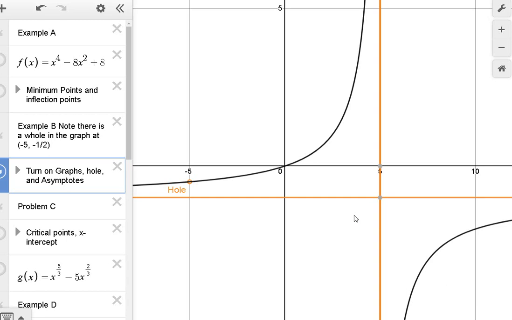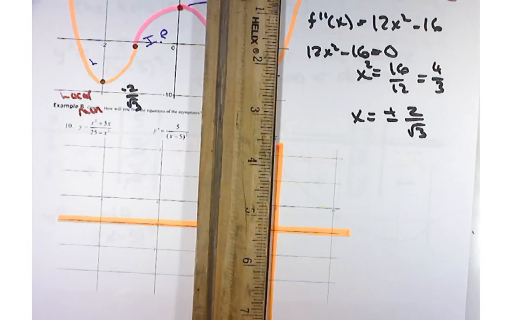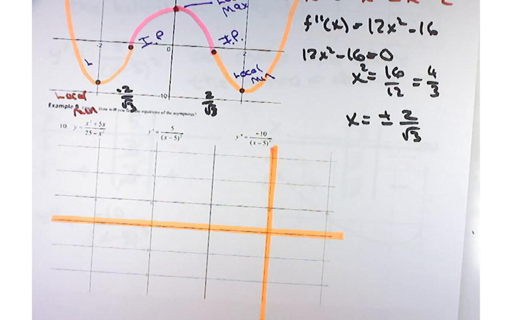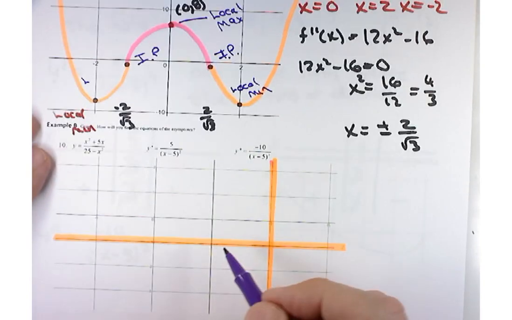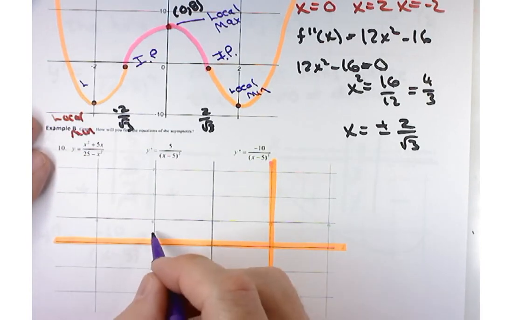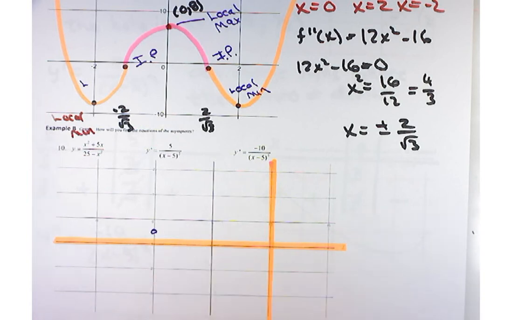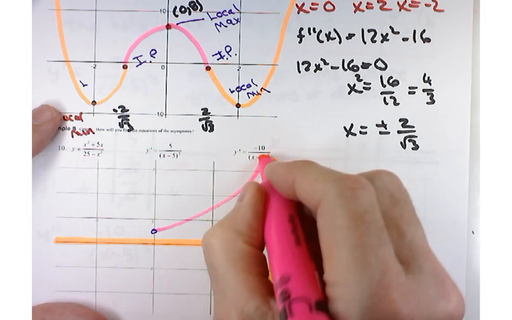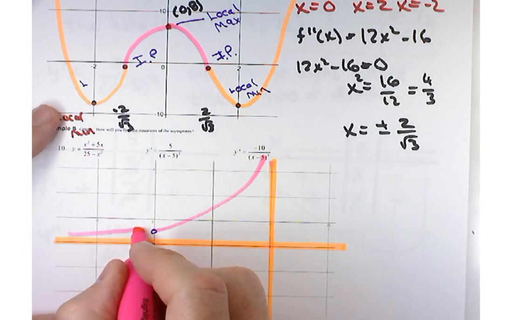All right. So let's see, 5. Comments or questions on that one? Definitely I would want to see the hole in the graph on something like this. So I think that would be right there. And then the graph, roughly speaking, would look like this.